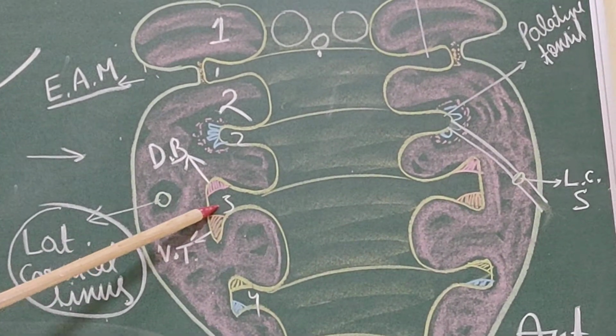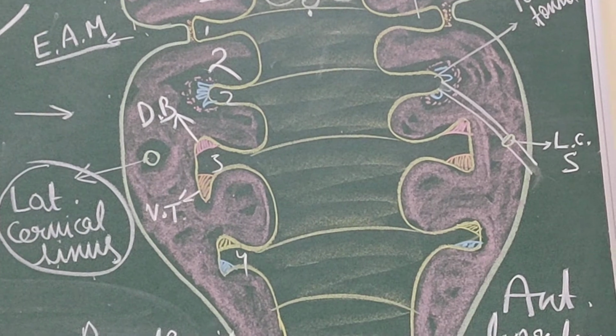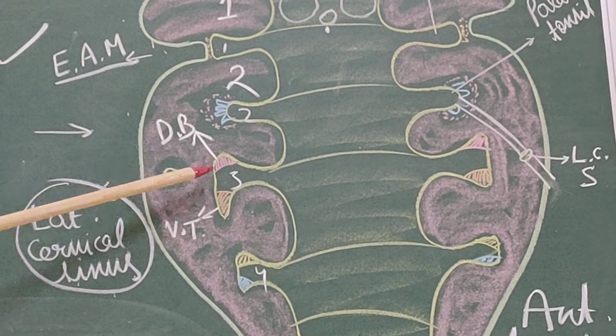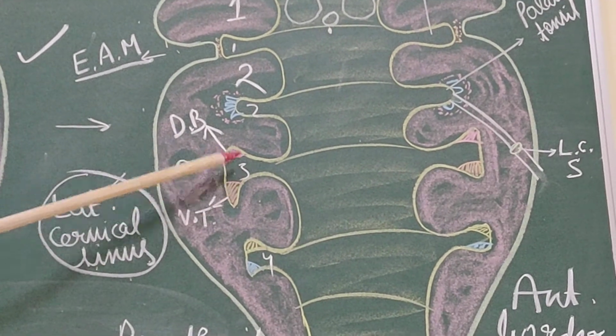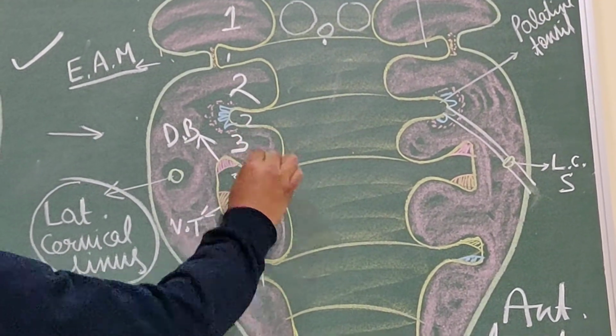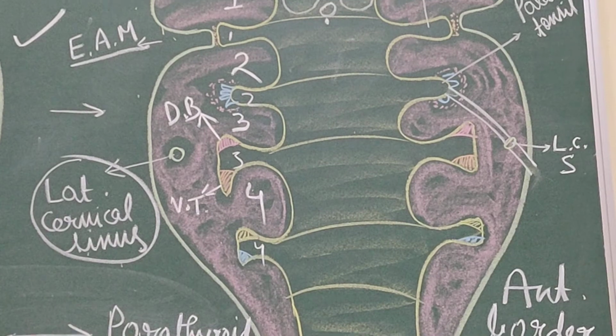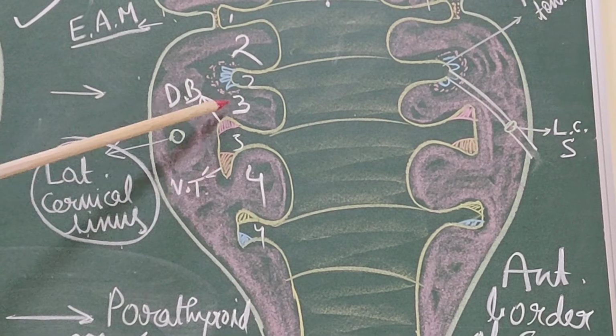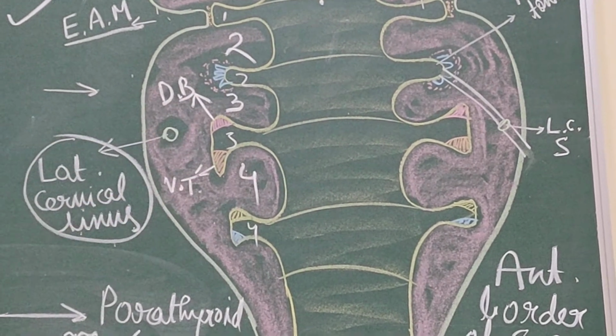Now this is the third pouch. Where is the third pouch? It is present between the third and the fourth arch. This is the third arch and this is the fourth arch. So the position of the third pouch is between the third and the fourth arch.